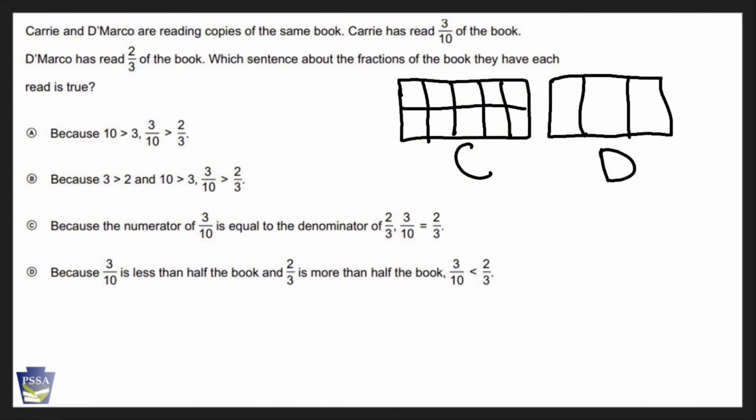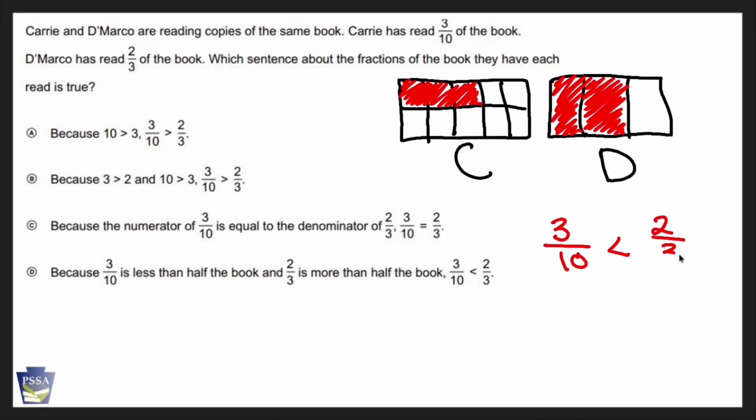Now Carrie has read 3/10 of it. So as you can see, not a lot. Not half, a decent chunk. DeMarco has read 2/3. 2/3 is me coloring in 2/3 of it. So DeMarco has read a whole lot more of the book. So what we need to show is that 3/10 is smaller than 2/3, or 2/3 is greater than 3/10, whichever way works.